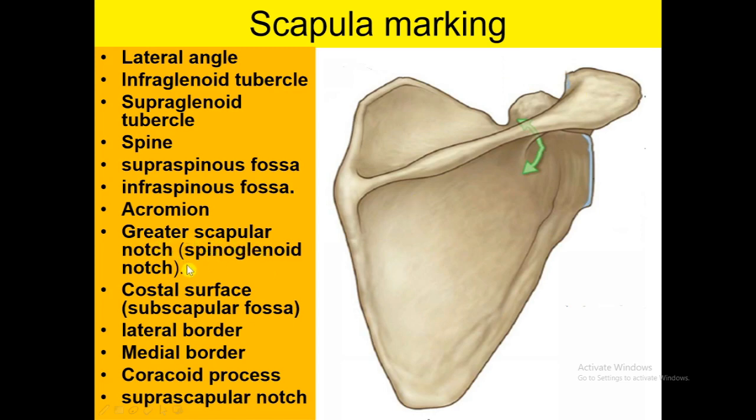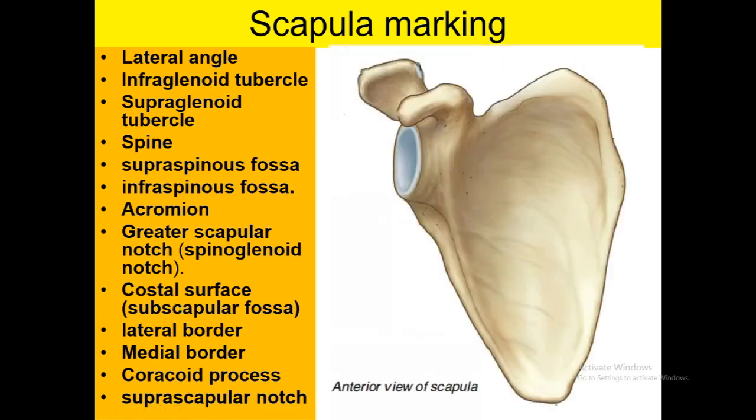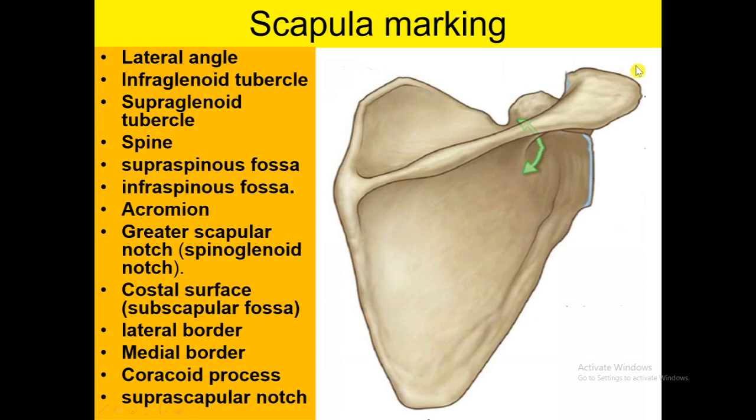We have here the greater scapular notch. This green arrow place is the greater scapular notch, also known as the spinoglenoid notch. Anteriorly we have the subscapular fossa, which is directed toward the ribs, also known as the costal surface. The lateral and medial borders I have mentioned already. We have the coracoid finger-like projection here, and on the superior border we have a small notch. We call that the suprascapular notch. When the transverse scapular ligament attaches over there, this notch changes into a foramen.